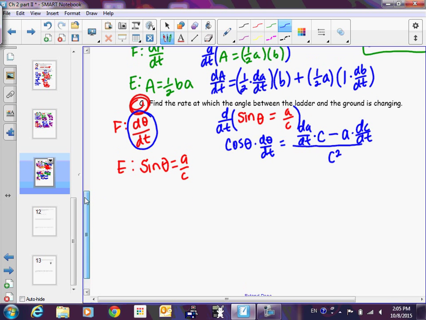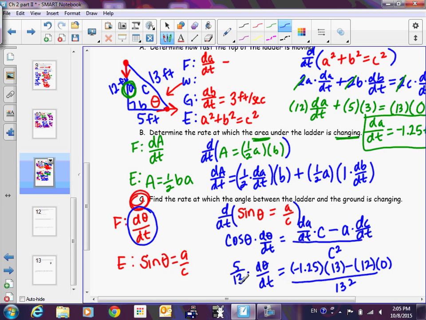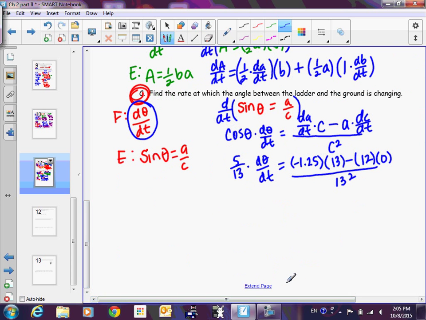So cosine of theta, you need to remember again, SOHCAHTOA, cosine is adjacent over hypotenuse, so we're going to put a 5 over 13 in its place. The d theta over dt, that's what we're looking for, so I'm just going to rewrite it. The dA over dt, that's what I found in the first part. C is 13, A is 12, and you guys just told me dC over dt is 0. Again, if there's any of these that you don't know and you can't find them, then maybe pick a different trig ratio and start over.